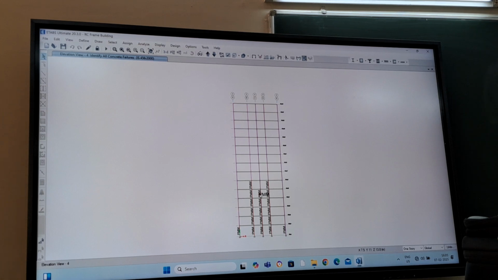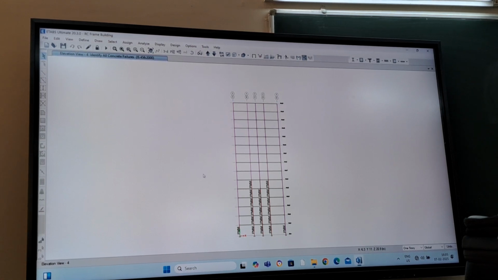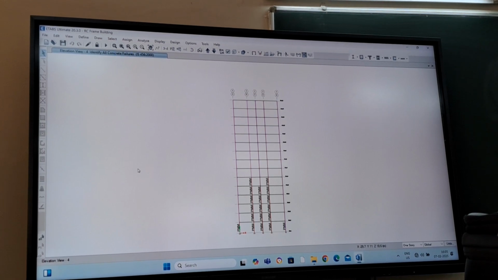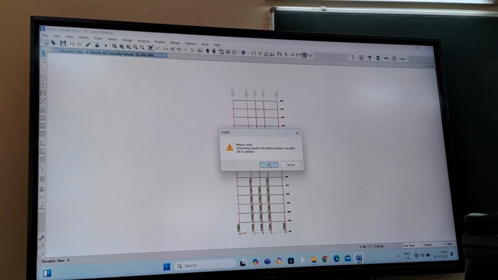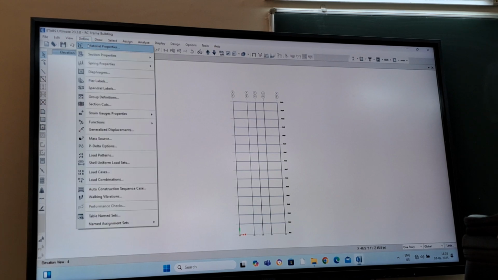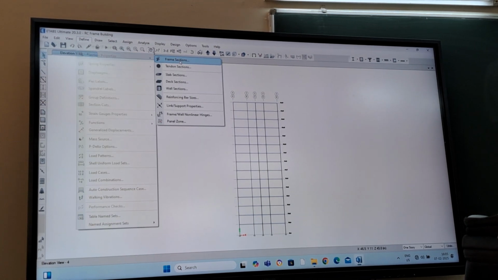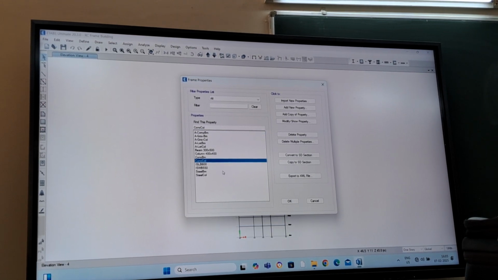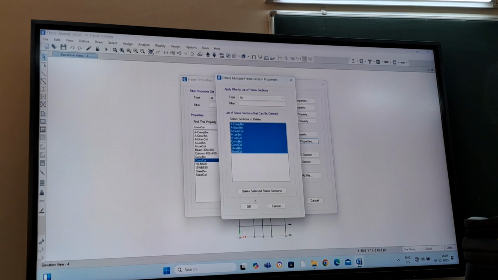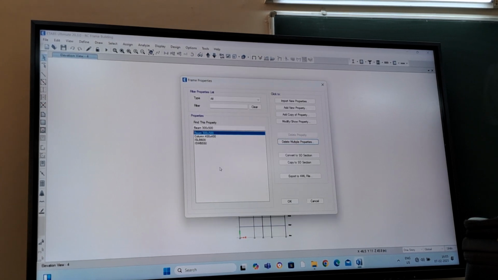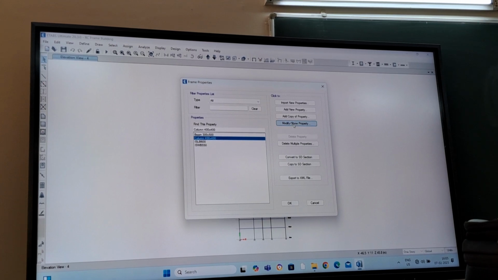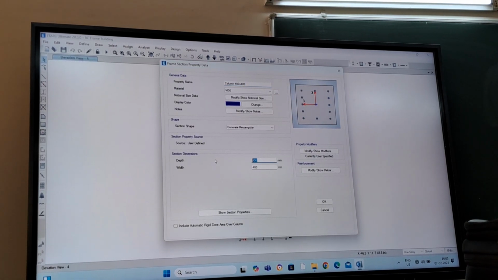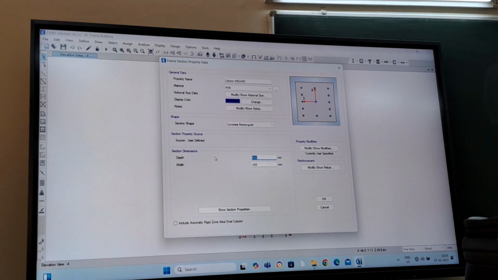Now to make things simple, we'll select all those entities together. But it will not give you an economical design, so when you are designing a real case, take care of this. Instead of 400, let's say we will make it 550.